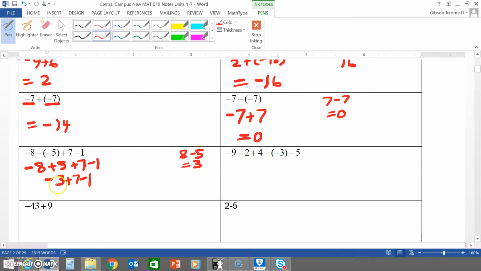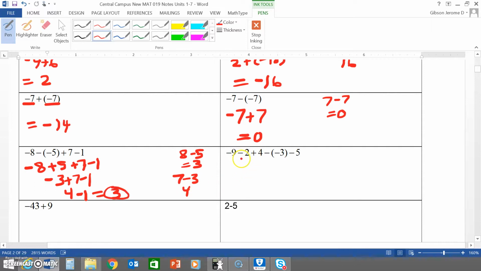Now, we'll go to the side again. These have opposite signs. This would be the same as saying 7 minus 3 is 4. And since 7 is larger than 3 and is positive, this will remain positive 4. And we know 4 minus 1 will just give us 3.